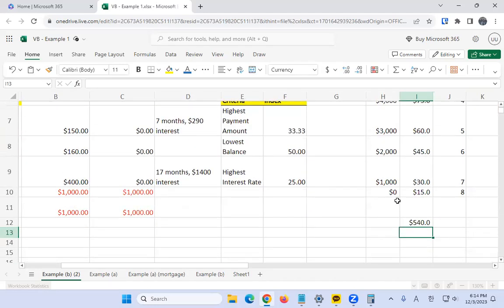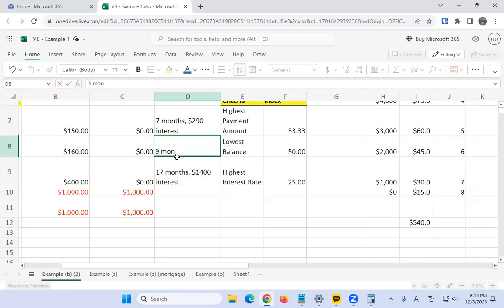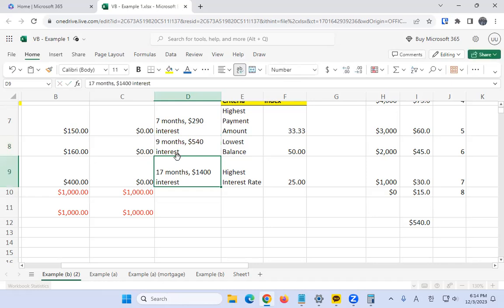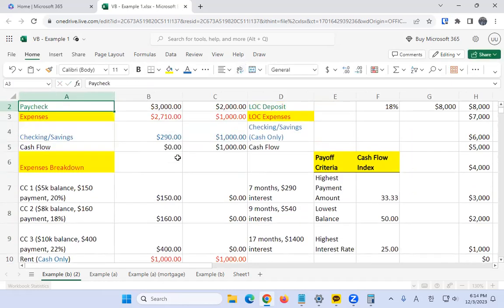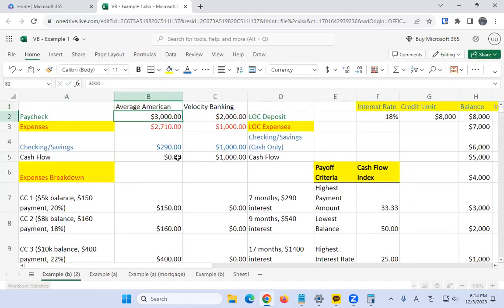$1,000. So that's just probably an extra month. So we could say 9 months, right? So it's going to take us 9 months to pay this off. So that'll be 9 months and 540 interest.